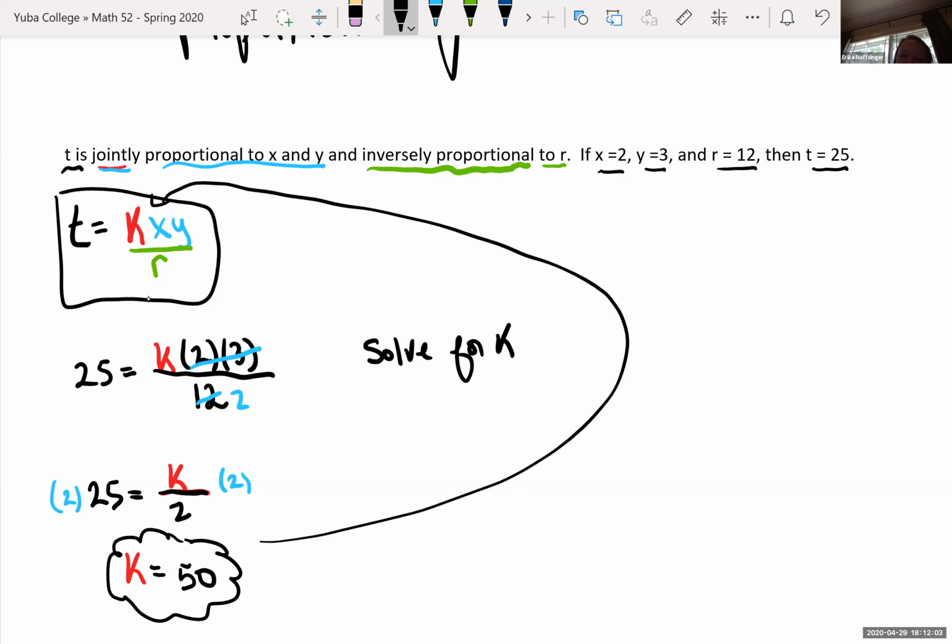So technically, we now have our equation. t is equal to k, which is 50, jointly with x and y, x times y, all inversely, so all over r.